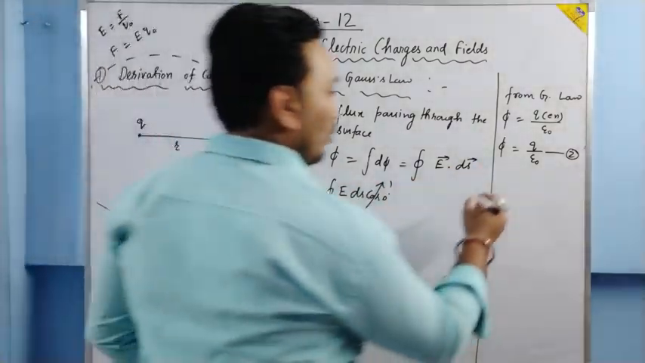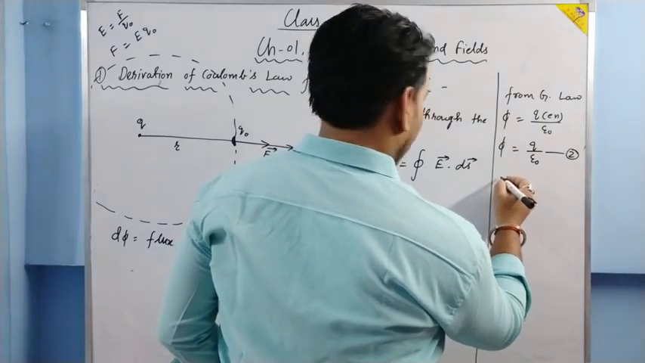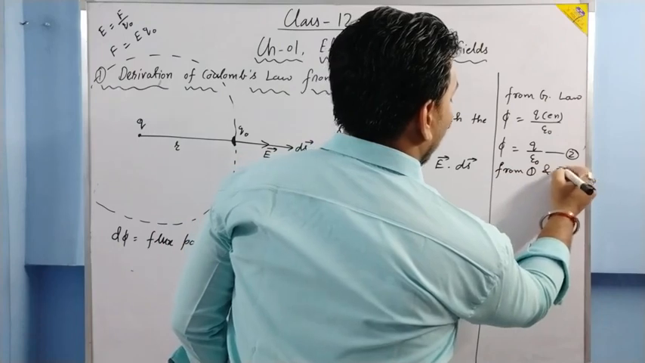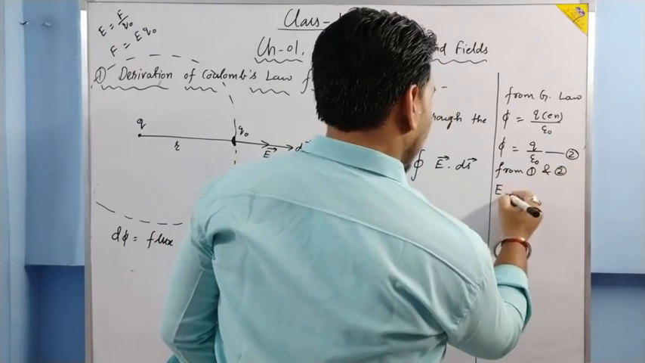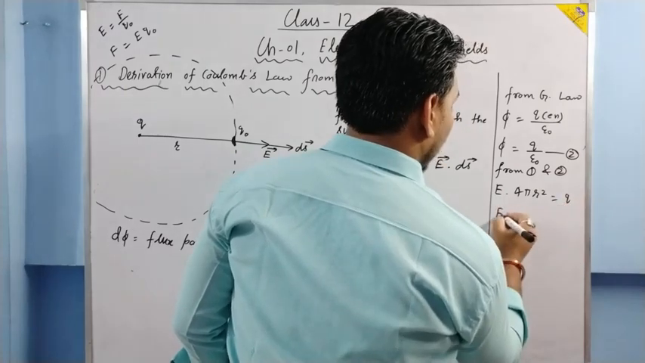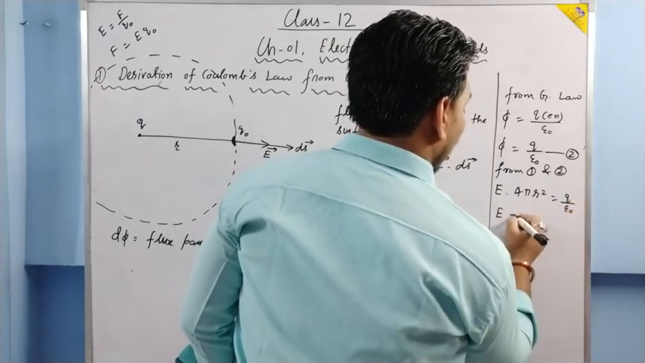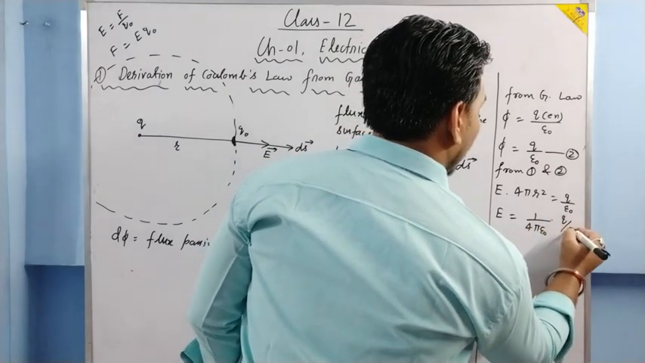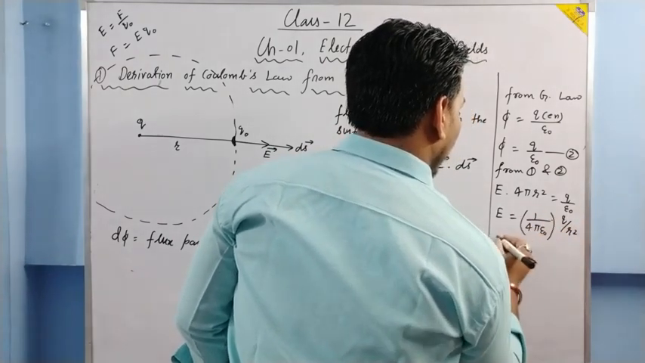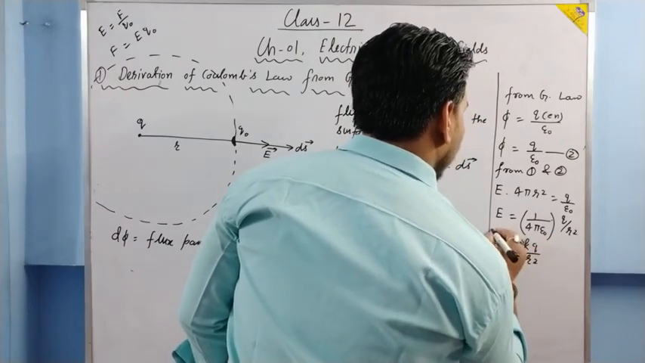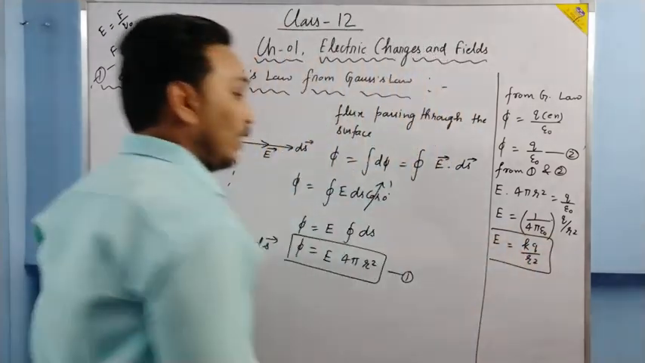So what are we going to do? We are going to calculate the value of the electric field from there. From 1 and 2, we are going to have E into 4 pi r square is equal to Q upon epsilon naught, obviously. E is equal to 1 upon 4 pi epsilon naught times Q upon r square. This 1 upon 4 pi epsilon naught we write as K. It will be K Q by r square. So this is the value of the electric field.